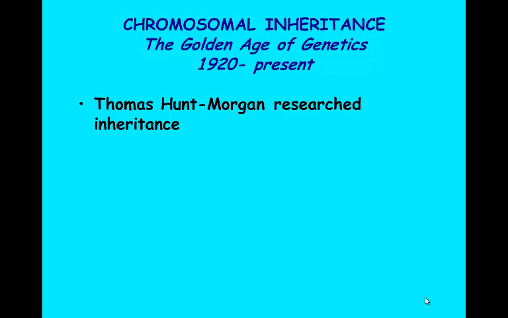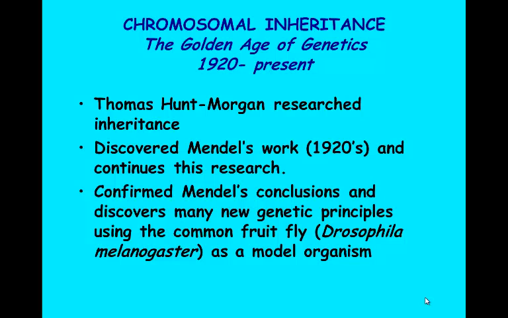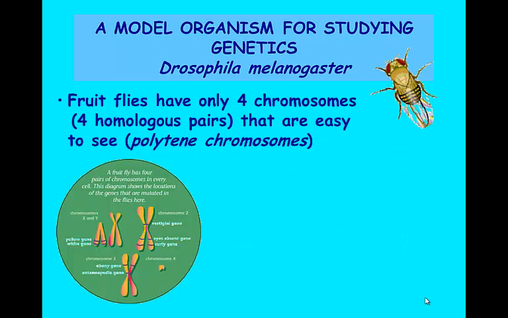We can go on from Mendel, and again, we talked about his work being completed in the 1860s. His work was largely undiscovered until the early 1920s. There was a guy by the name of Thomas Hunt Morgan who was researching inheritance. He discovered Mendel's work and continued his research using a fruit fly, Drosophila melanogaster, as his organism, and he came up with lots of really useful information.